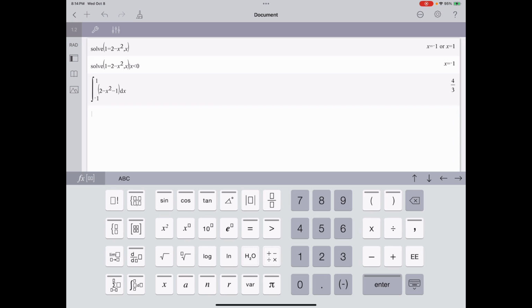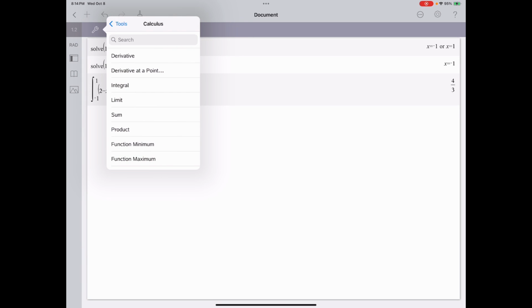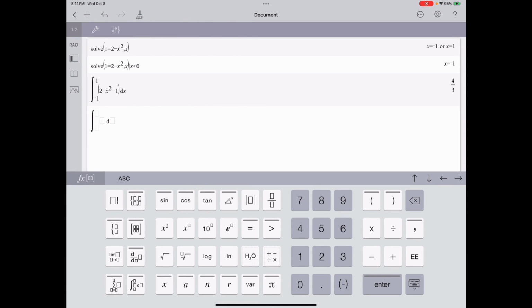There's another way we can do this, though, because we already have both of those functions defined within this document. We have f1 of x and f2 of x defined, and we can simply plug them into the integrator here. So we go to calculus, and we go to integral. Again, we need to give the points -1 and 1. But rather than saying 2 minus x squared minus 1, we could say f1 of x minus f2 of x dx. And you see we'll get the same thing.